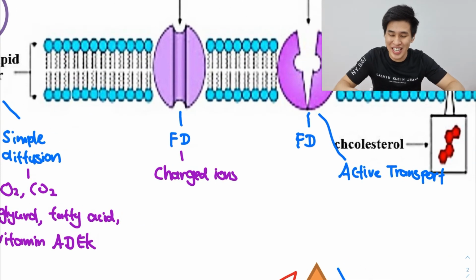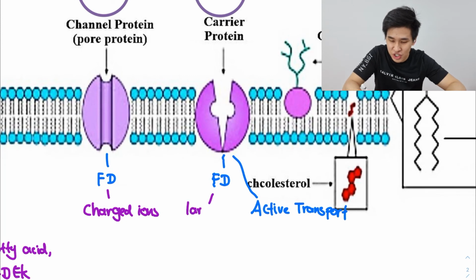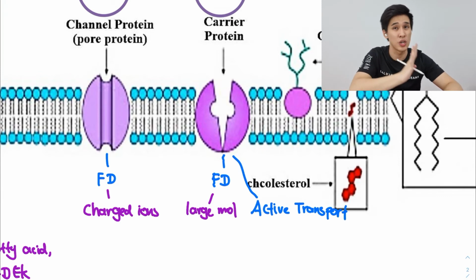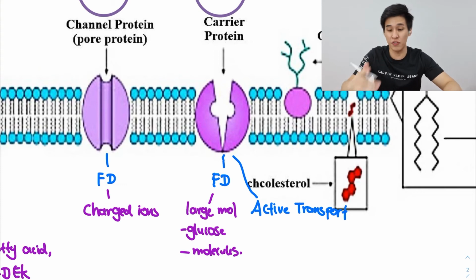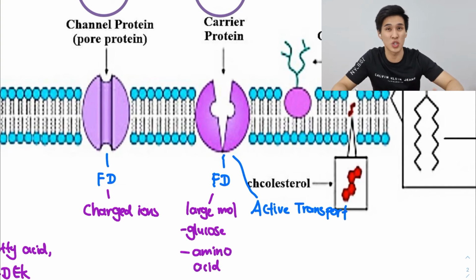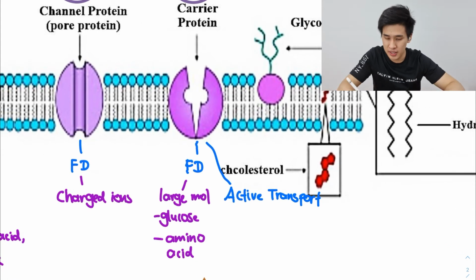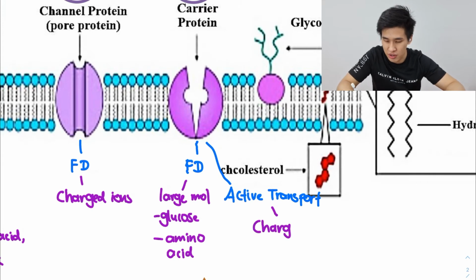Now, facilitated diffusion at the carrier is for different substances. It's for large molecules. Large does not fall in the category that is allowed through the bilayer, which is small size. Large molecule examples are glucose and amino acids, the small proteins, the small sugars. Remember, if the question asks for an example substance, you can't write large, you have to give glucose. Sorry about that, cannot multitask. Active transport at the carrier protein actually allows charged ions as well.